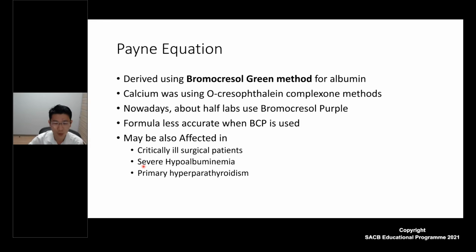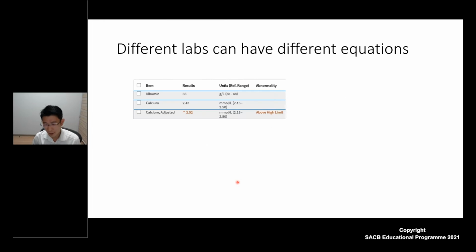In general, we find that this adjusted calcium is not very accurate in surgical critically ill patients, people who have very, very low albumin, and patients with primary hyperparathyroidism, whereby they have a parathyroid gland with a bit of adenoma. So the surgeons will tend to ask for ionized calcium instead of just relying on the total calcium and the adjusted calcium. The problem is that different labs have different equations, and sometimes it's quite hard to interpret.